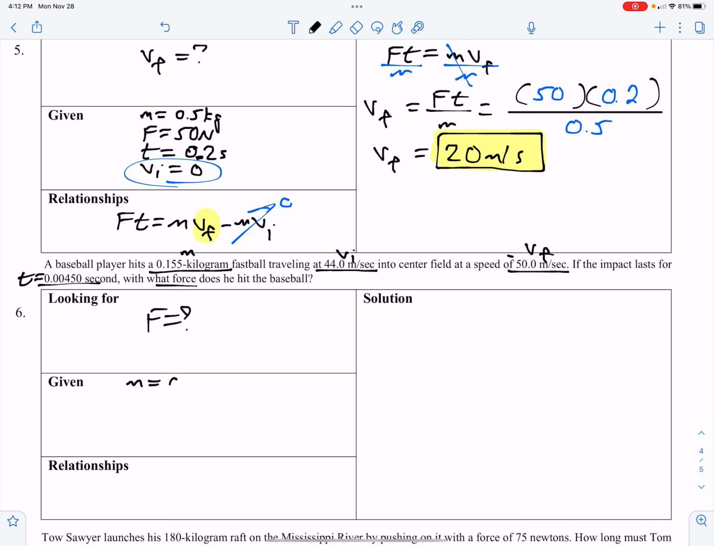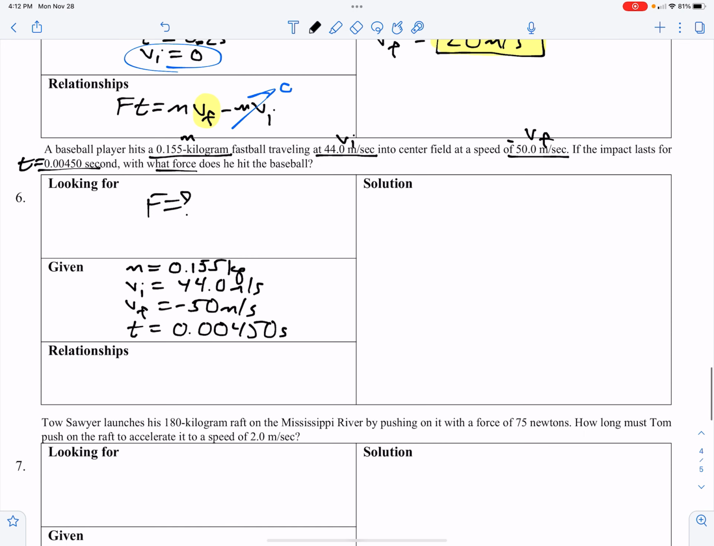Okay, so let's list everything that's given. 0.155 kilograms. v initial is 44 meters per second, meaning v final is negative 50. Remember, the final velocity is negative because the ball is going in the opposite direction that it came into the batter with. And then the time is 0.0045 seconds. Again, all 5 variables are present, so we're going to use the longer version of the impulse equation. Force times time equals a change in momentum. Now, in this particular situation, you cannot cancel anything. You're solving for force, and the way we're going to do that is we're going to divide away the time.